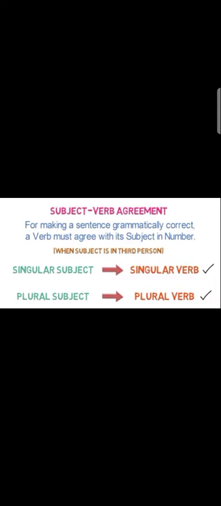Always remember, students, that for making a sentence grammatically correct, a verb must agree with its subject in number. This condition applies when subject is in third person. Singular subject, singular verb. Plural subject, plural verb.